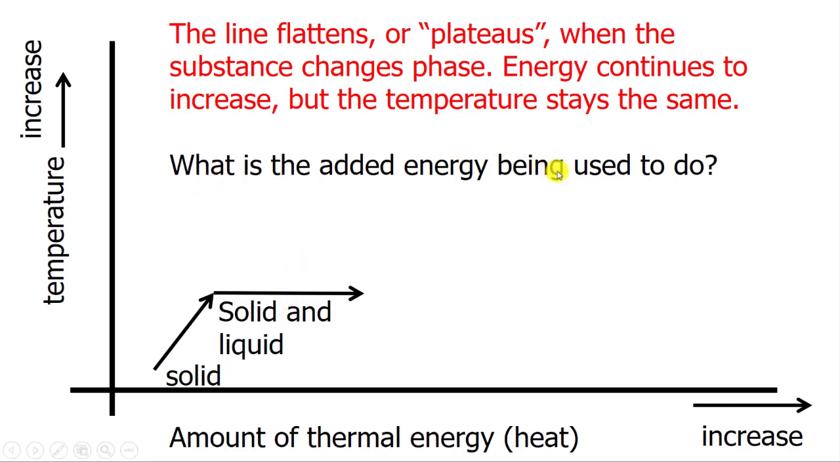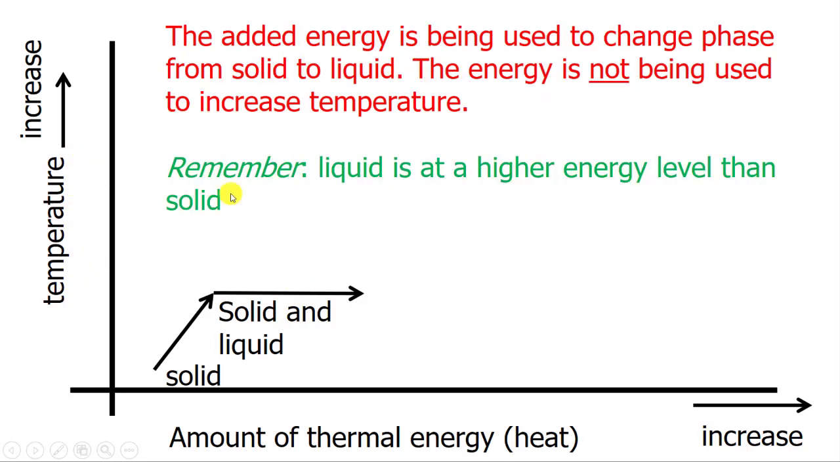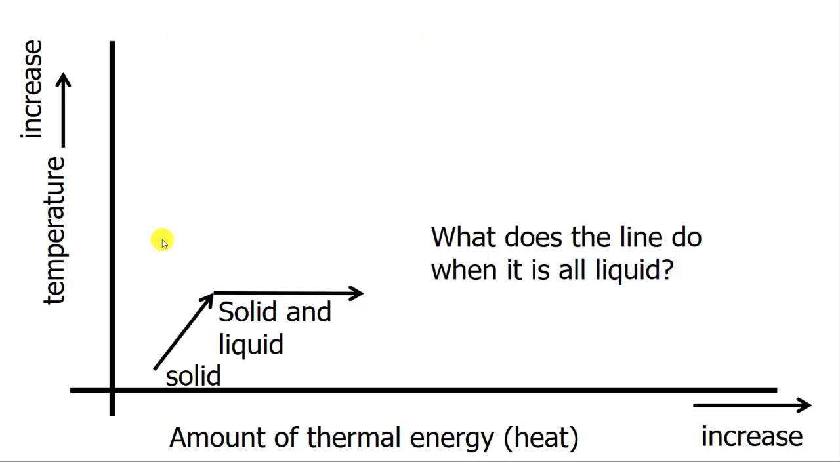What is that energy being used to do? It's not being used to raise the temperature. Therefore, it is being used to change its phase. Because remember, the liquid is at a higher energy level than the solid. So even though it's at the same temperature, that plateau line, the thermal energy here, this is going to be solid and liquid, versus here, they're both the same temperature. This liquid is going to be at a higher thermal energy level than the solid at this point.